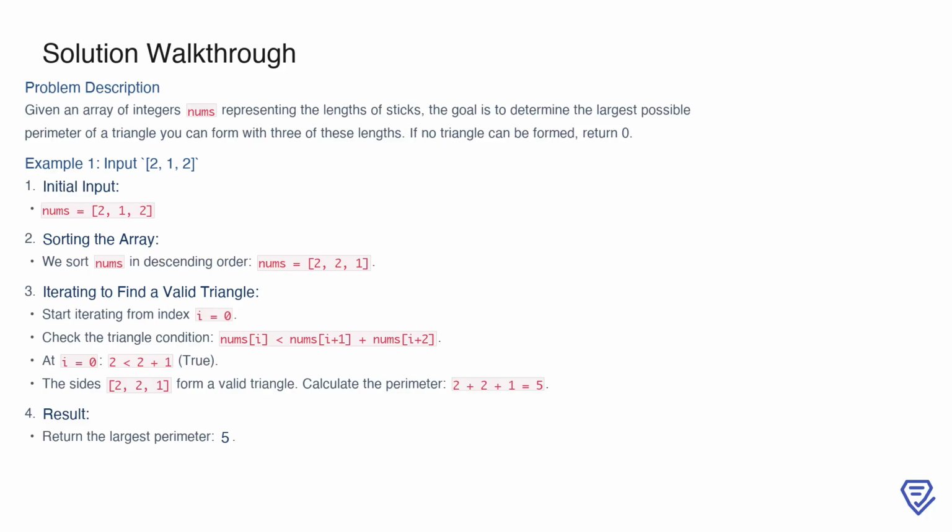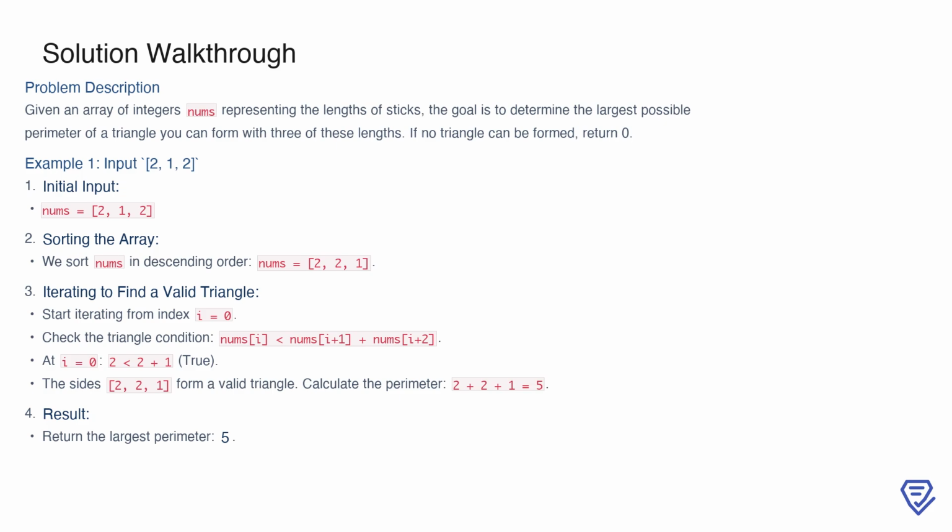Let's look at the first example where the input array is [2, 1, 2]. The first step is to sort the array in descending order, which gives us [2, 2, 1]. Sorting is important because it allows us to check for the largest possible triangle first. Now, we iterate through the array, starting from the largest number, and check the triangle condition. The sum of the 2 smaller sides must be greater than the largest side.